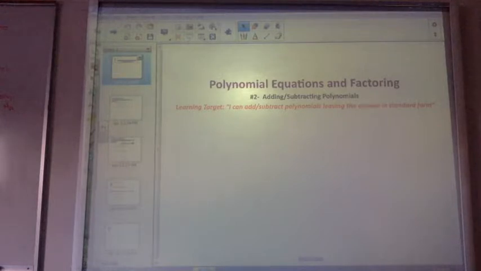Number 12, I can combine like terms. So that's going to become negative x squared plus 4x minus 14. So that is a second degree trinomial.